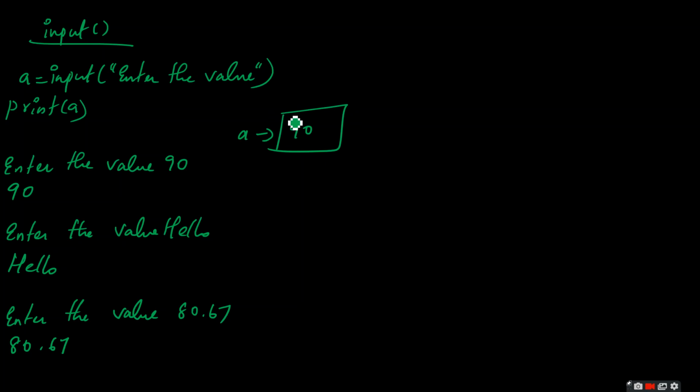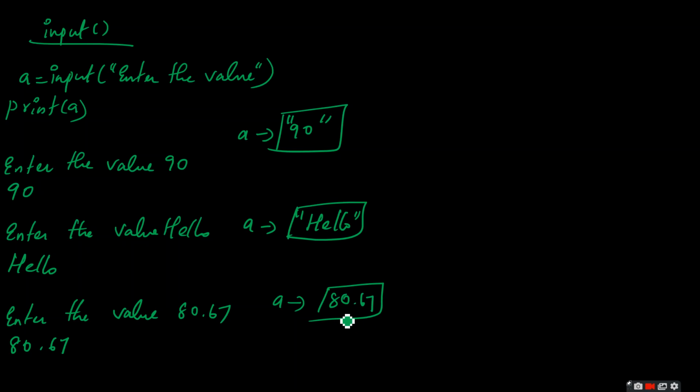Now inside the memory, the 90 will be stored in the form of a string. So the 90 will be considered as a string. It will not consider as a number, it will consider as a string. Now enter the value hello. That means A points to hello. So inside the memory, A will be considered as string. Now enter the value. That means A points to 80.67. We will think it is a floating point number, but it's not like that. Inside the memory, it will be considered as a string.